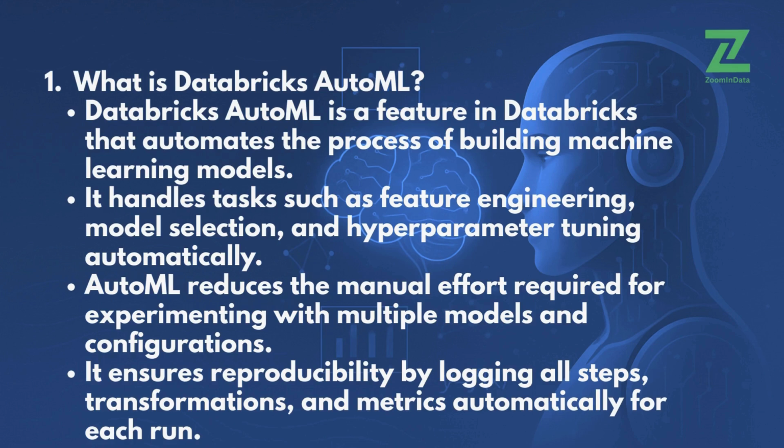What is Databricks AutoML? Databricks AutoML is a feature in Databricks that automates the process of building machine learning models. It handles tasks such as feature engineering, model selection, and hyperparameter tuning automatically. AutoML reduces the manual effort required for experimenting with multiple models and configurations. It ensures reproducibility by logging all steps, transformations, and metrics automatically for each run.